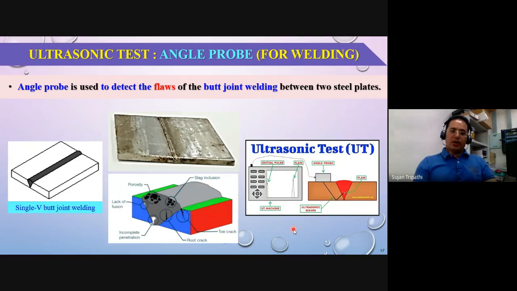Okay, now inside the weld, there may be different kinds of defects. So this figure shows some kinds of defects that may be inside the welding area. I will discuss this later in detail. Okay.